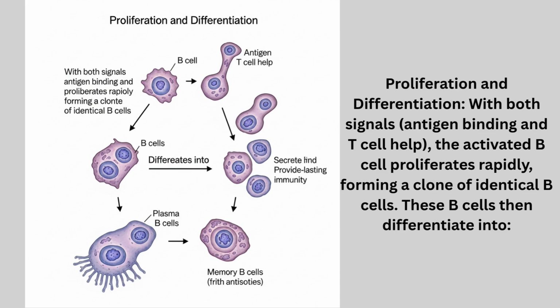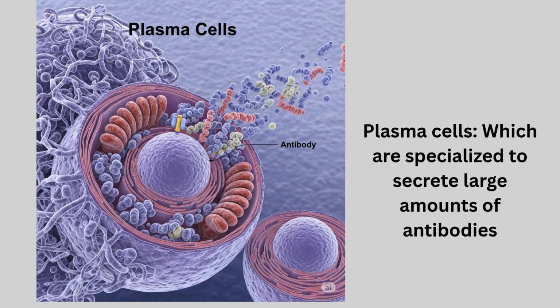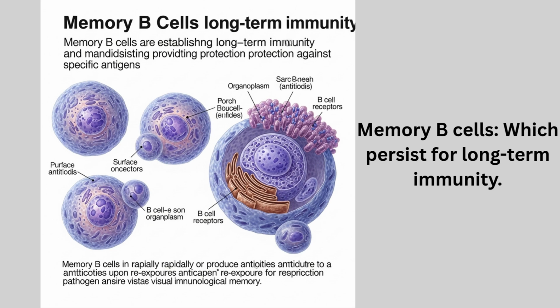Proliferation and differentiation. With both signals, antigen binding and T-cell help, the activated B-cell proliferates rapidly, forming a clone of identical B-cells. These B-cells then differentiate into plasma cells, which are specialized to secrete large amounts of antibodies, and memory B-cells, which persist for long-term immunity.